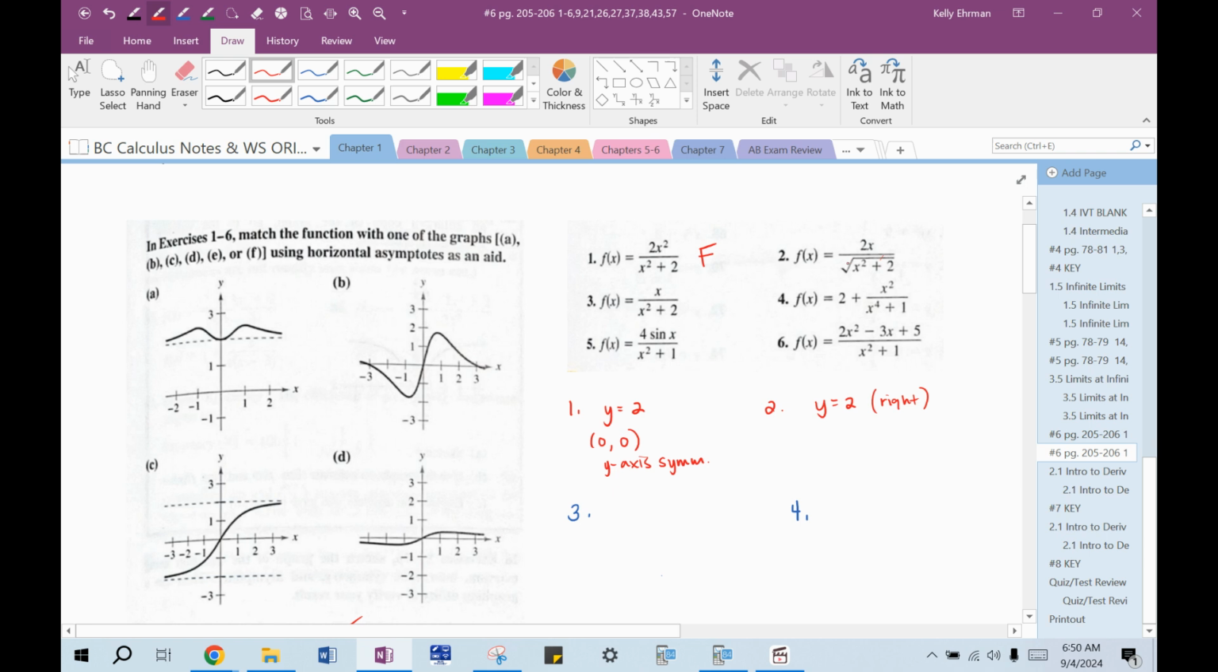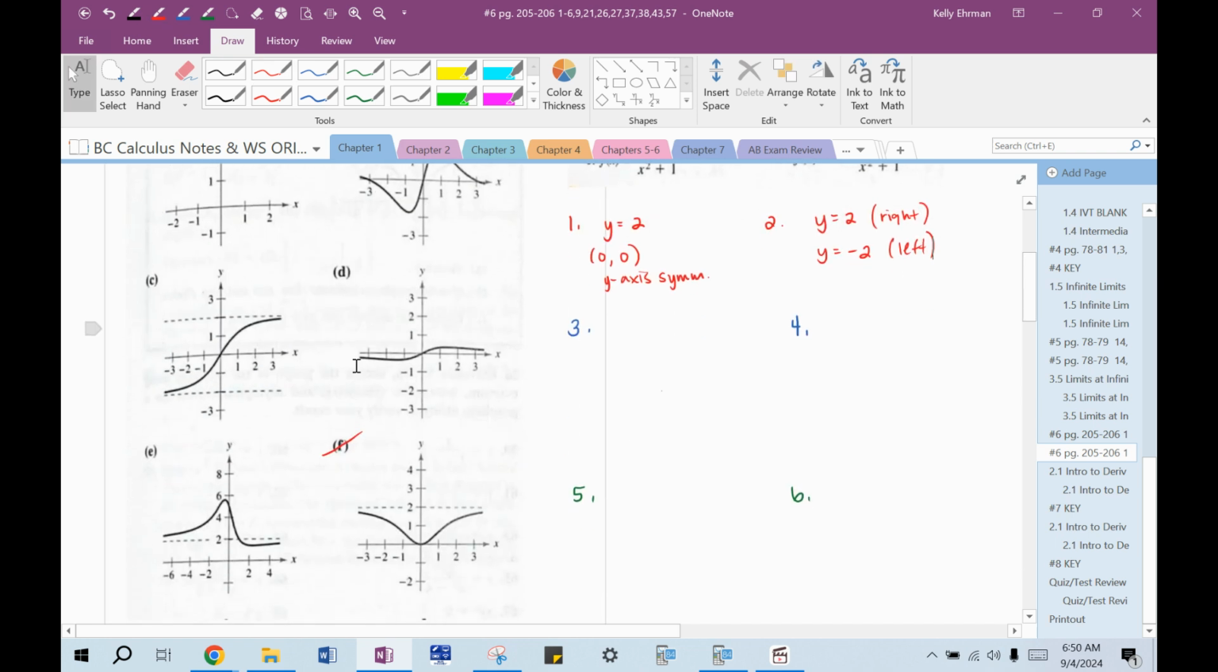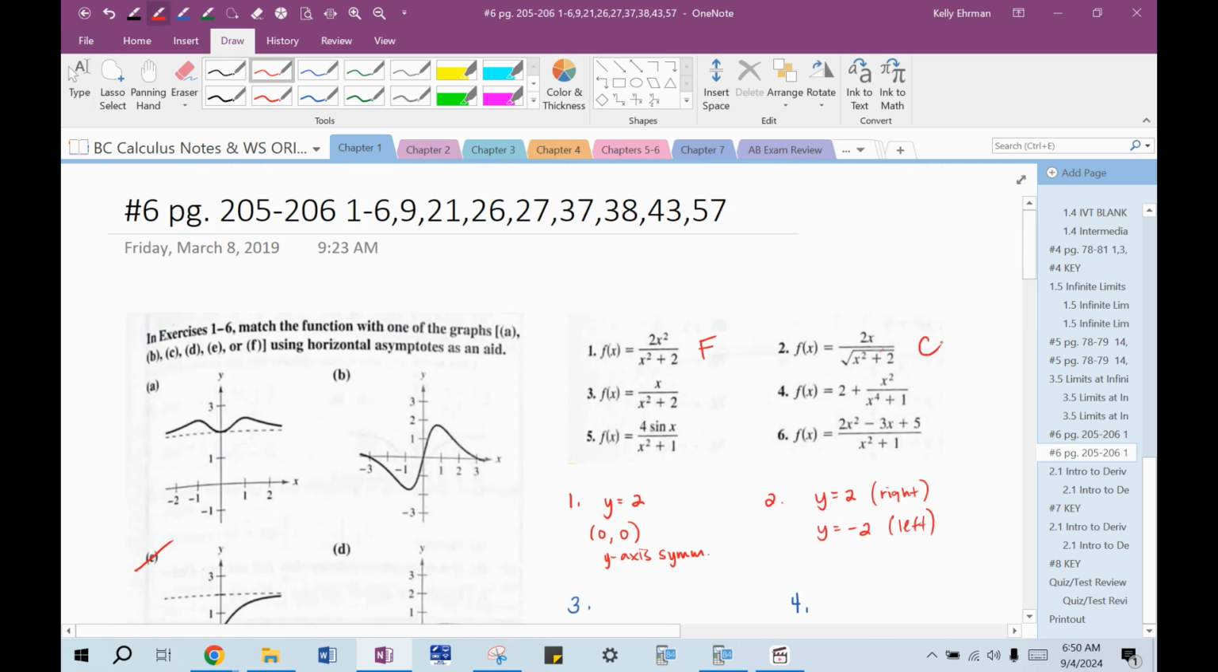So it's an odd function, which means that this is going to be y equals 2 on the right. But then as you plug in negative infinity, that limit's going to be negative on top divided by a huge number. So you'll be approaching y equals, negative on top divided by the square root of x squared, which will stay positive. So you'll be approaching y equals negative 2 to the left. So the only graph that has 2 different horizontal asymptotes is C. So this one has to be C.